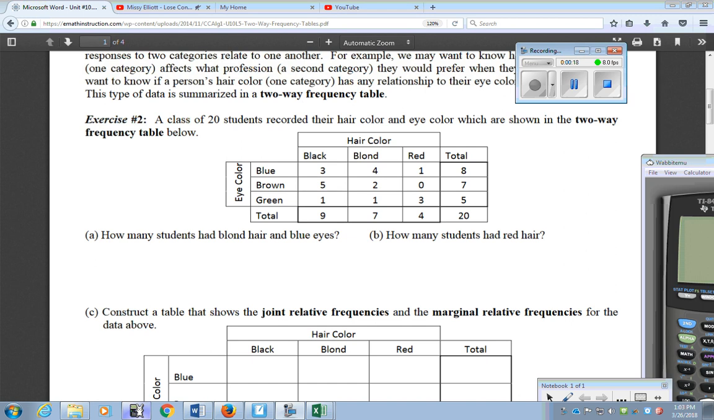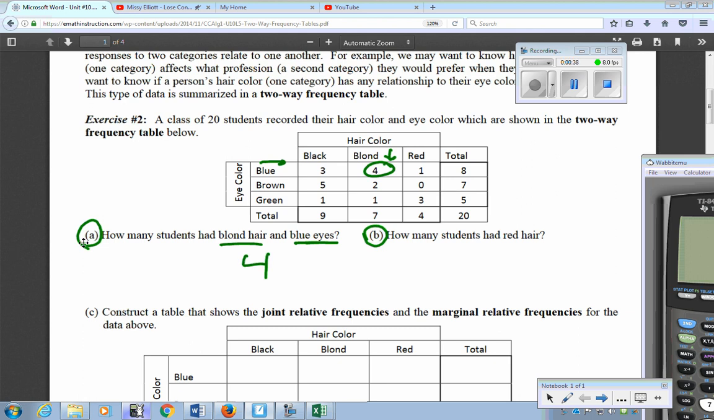And parts A and B, these two questions here and here, want us to use the numbers and the data to find the answers. So the first one says how many students have blonde hair and blue eyes. So you're going to want to look at the blonde column and the blue row, and where they meet is going to be your answer. So there's 4 students with blonde hair that have blue eyes also.